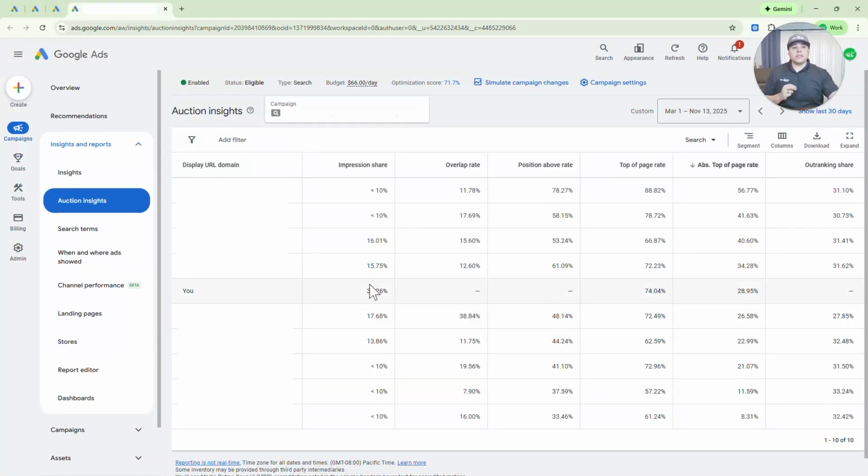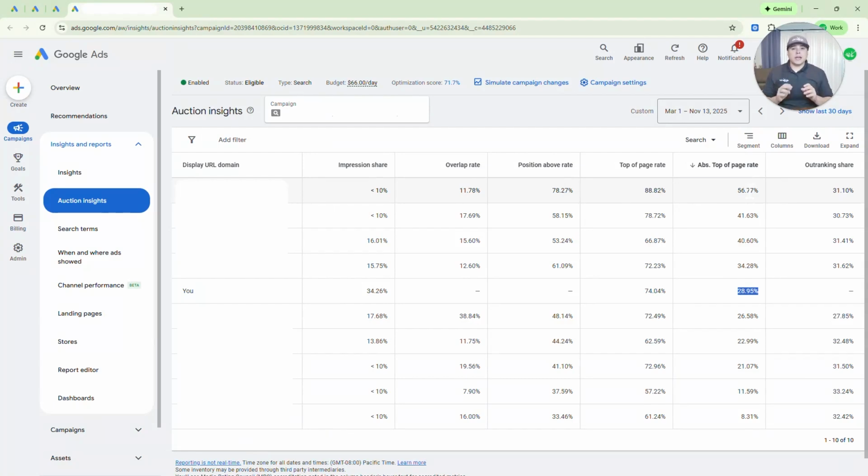So in this column, the impression share, it's letting us know, hey, we're showing up all the time, okay, for the keywords that we're targeting. But in the column we just talked about, the absolute top of page rate, we're right here in the middle. So there's 1, 2, 3, 4 people above us bidding for the top page rate.